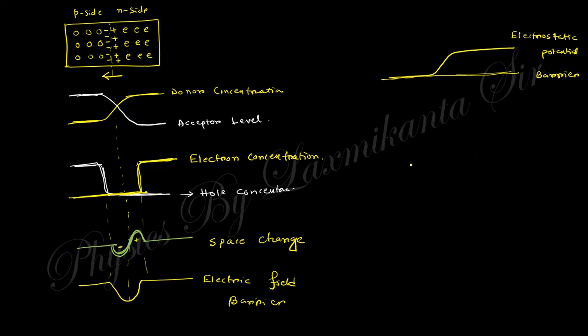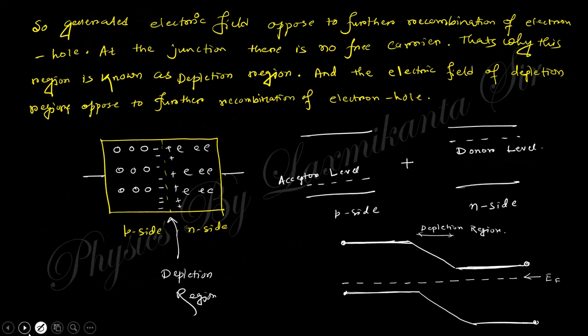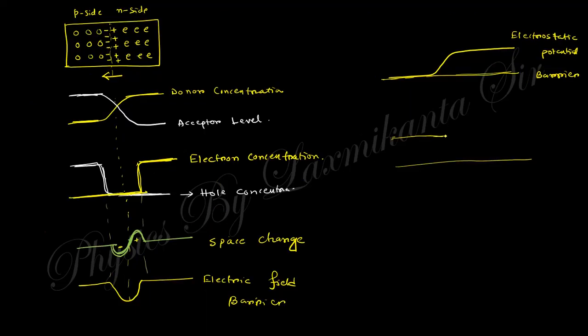And finally, the potential energy for an electron will be opposite. The electrons see this type of region. So this is the potential barrier for electron.